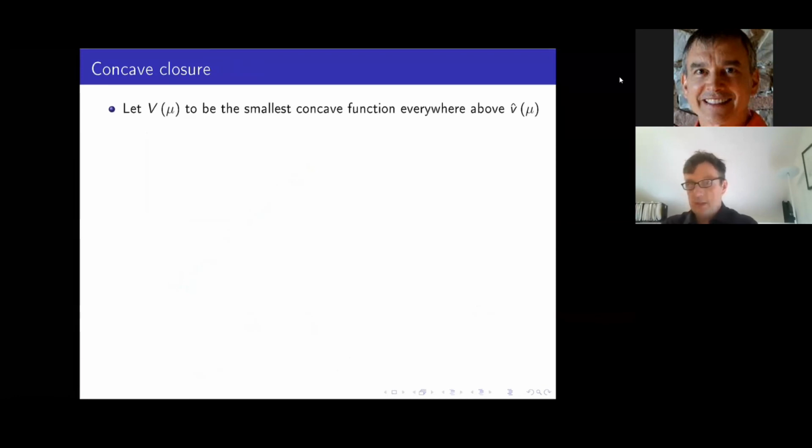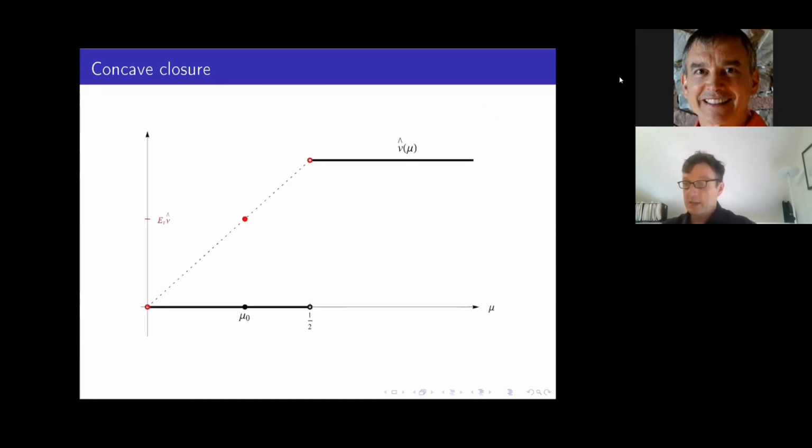So let's give ourselves a notation to formalize it. Let capital V of mu be the smallest concave function everywhere above V hat of mu prime. That is, everywhere above the utility that the sender would get under that posterior belief. The maximum payoff attainable through persuasion, the claim, is the evaluation of the smallest concave function precisely at the prior. And that's what we did here.